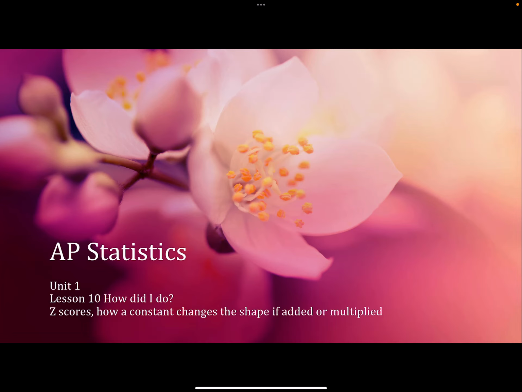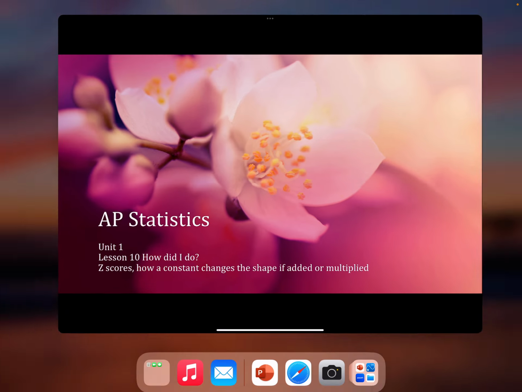Unit 1, Lesson 10, How Did I Do? Today we're going to be discussing z-scores, and we're going to see how a constant changes the shape of the data if it's added or multiplied to every single point of the data.